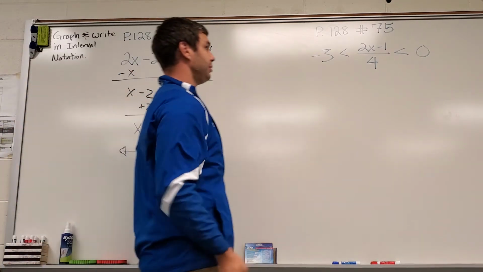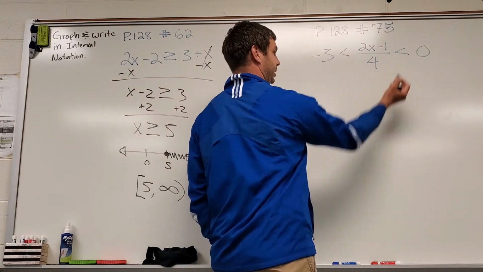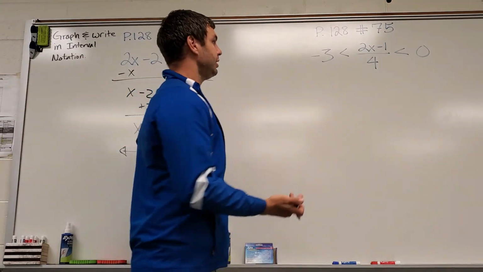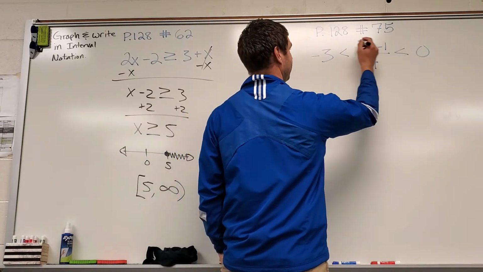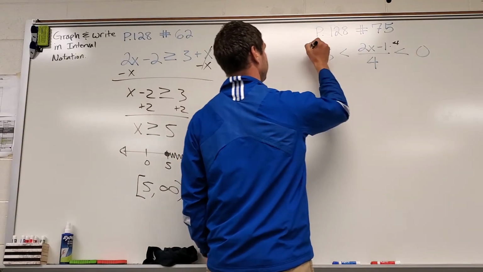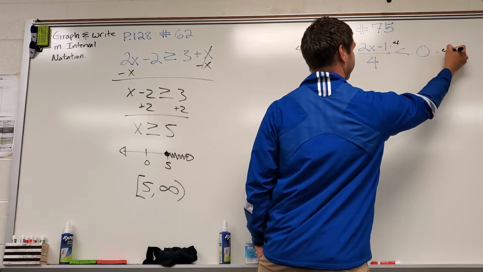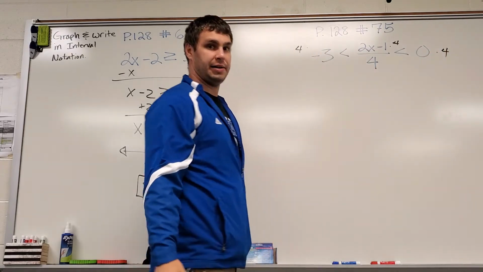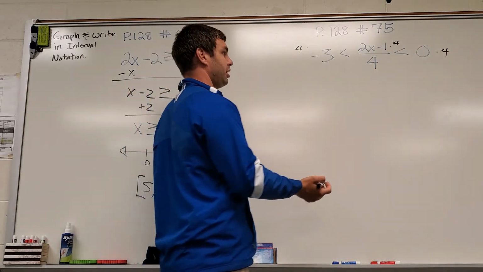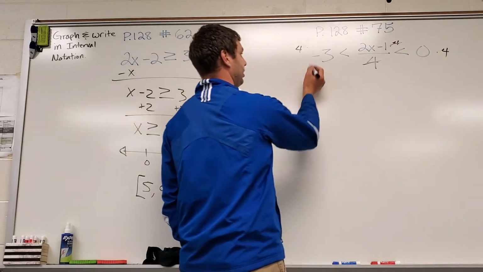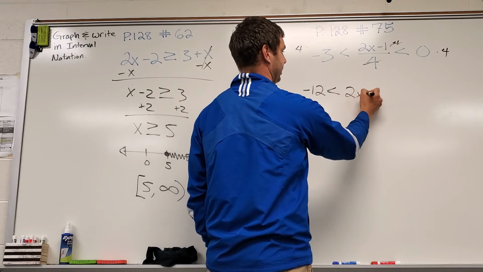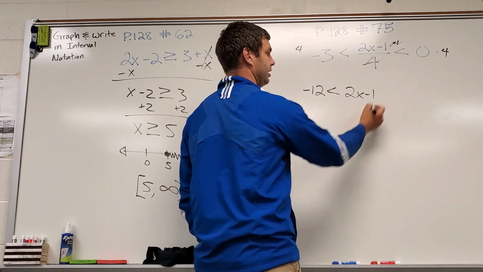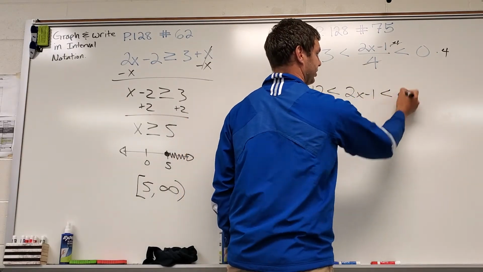In the second problem, this is a compound inequality, and that's fine. We're just going to start kind of in the middle. That's where a variable is. We'll multiply the middle, the left, and the right all by 4 to cancel our denominator here of 4. On the left side, that leaves me with negative 12 is less than 2x minus 1, because the 4 is canceled, is less than 0 times 4 is still 0.